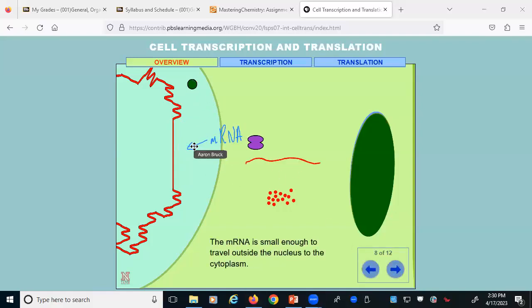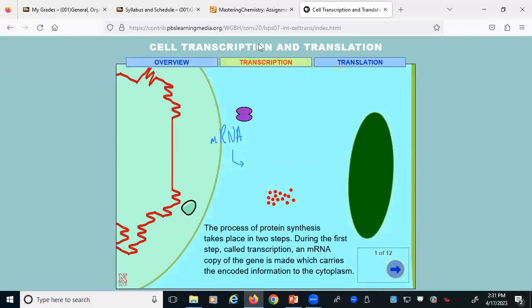Now that messenger RNA is so considerably smaller than the chromosome that it came from, it can travel through that nuclear membrane and get outside of the nucleus. And so that's what transcription is all about. So let's look at transcription a little bit more closely here then.